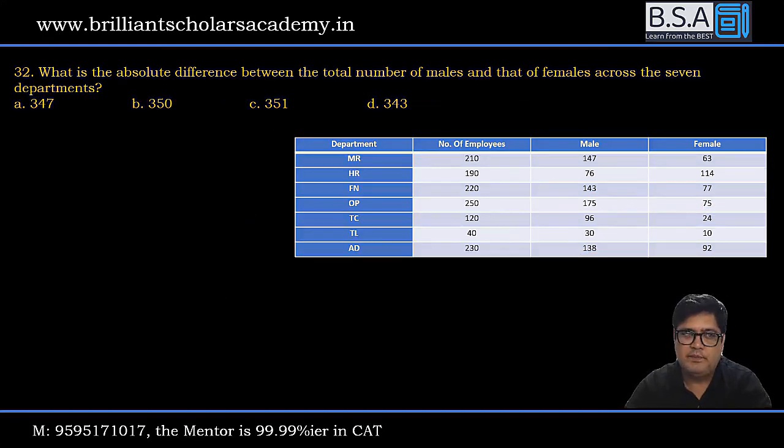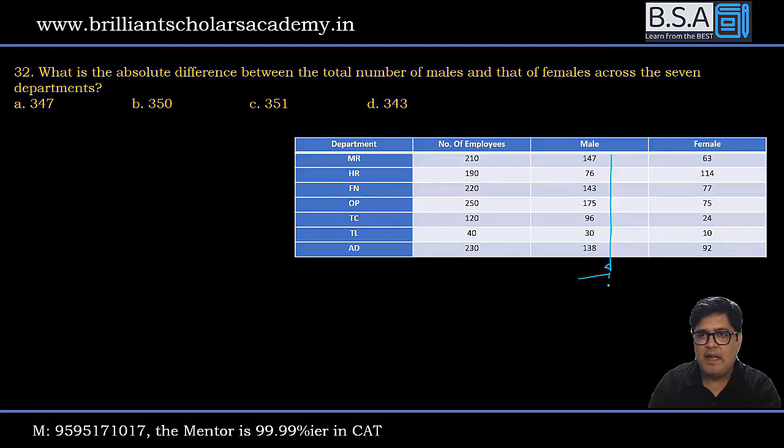Complete this. What is the absolute difference between total number of males and females across the 7 departments? इनको ऐड करना है आपको। You are supposed to add these, एक नंबर आएगा, add these, एक और नंबर आएगा, and subtract.